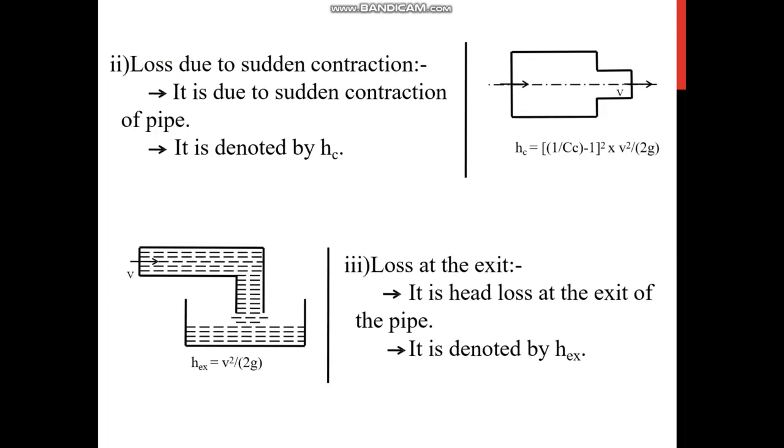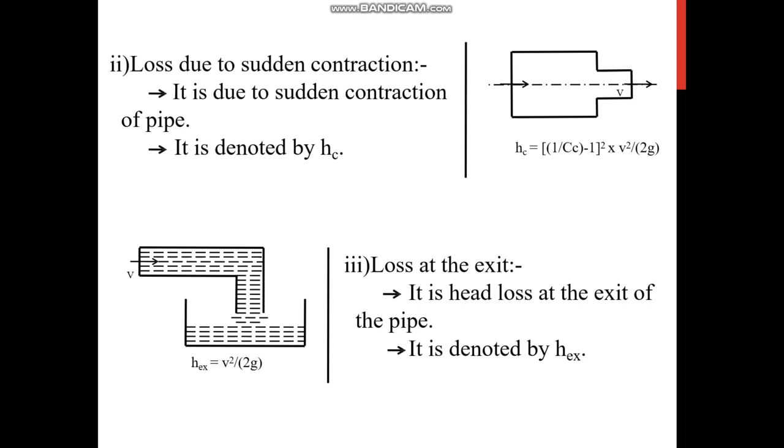Similarly, the loss due to sudden contraction. It is the opposite. Here the fluid is flowing from a larger diameter pipe to a smaller diameter pipe, where the area of the pipe decreases. Hence, it is called a loss due to sudden contraction. It is denoted as HC, and it is given by HC is equal to (1 by Cc minus 1) whole square into V square by 2G, where Cc is called the coefficient of contraction.